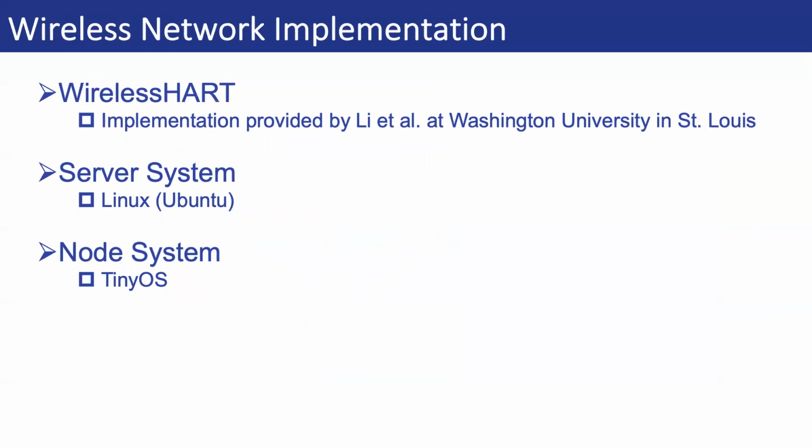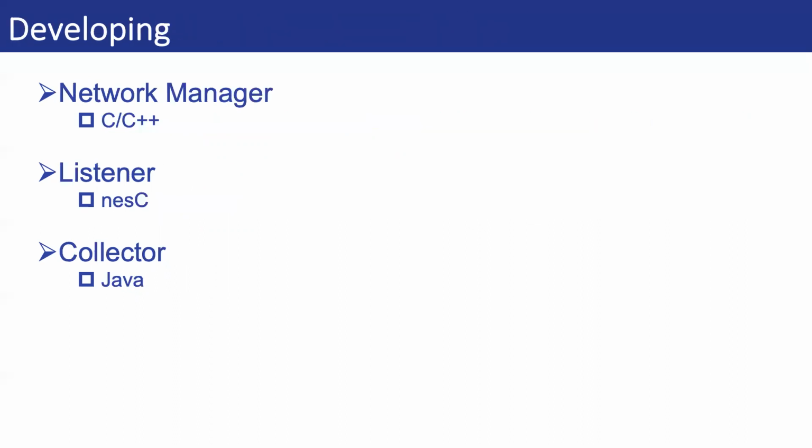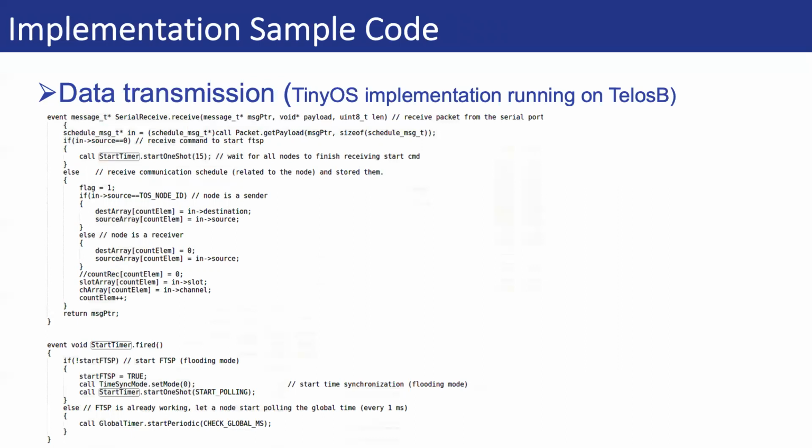I adopt the implementation provided by researchers at Washington University in St. Louis to build the WirelessHART network. The server runs on a Linux system provided by Ubuntu, while each TelosB device runs the TinyOS operating system. I have used C and C++ to develop the program of the network manager, developed the listener by using the nesC language, and used Java to complete the development of the collector. The following are the sample codes of the TinyOS implementation that runs on a TelosB.